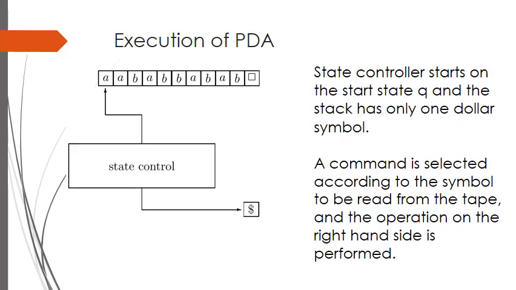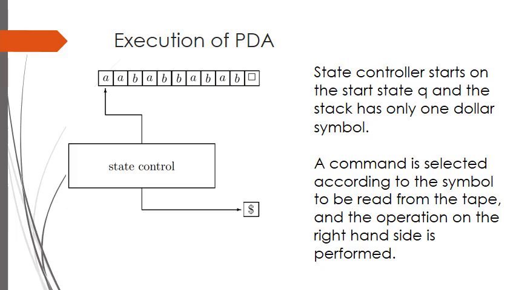The state controller starts on the start state Q, and the stack has only one dollar symbol. A command is selected according to the symbol to be read from the tape, and the operation on the right-hand side is performed. After that process, a new command is selected according to these three parameters.